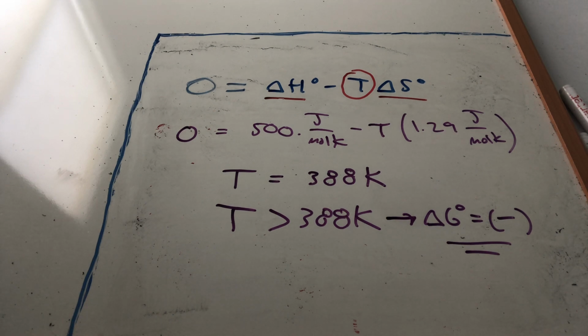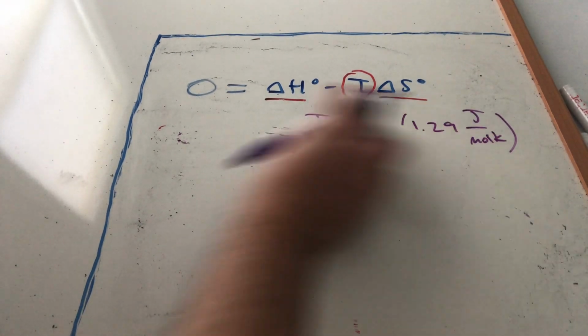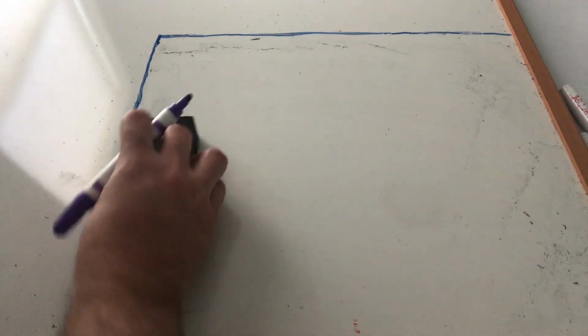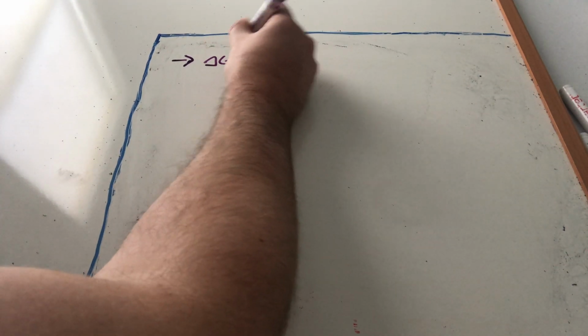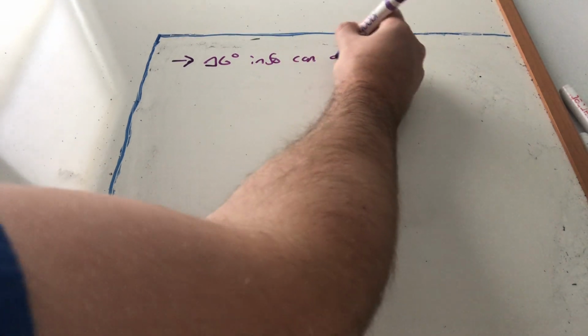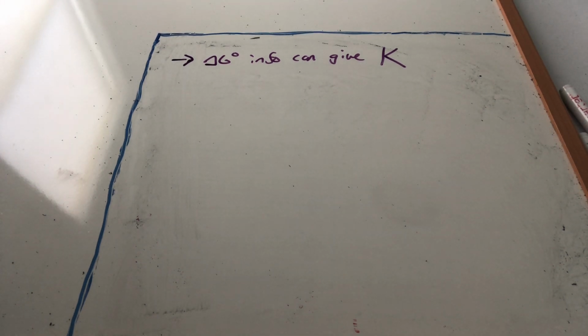Another important thing that we have to realize with delta G naught, besides how to look at the signs in this equation and see what the sign of delta G naught is, to predict spontaneity under standard conditions just based off the sign. The big important thing about delta G naught is that, yes, it gives spontaneity under standard conditions, but delta G naught info can give K. Delta G info can give you your equilibrium constant. Really, really important idea.